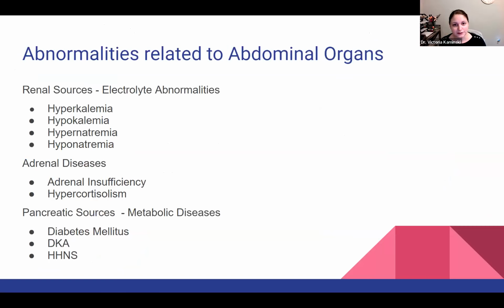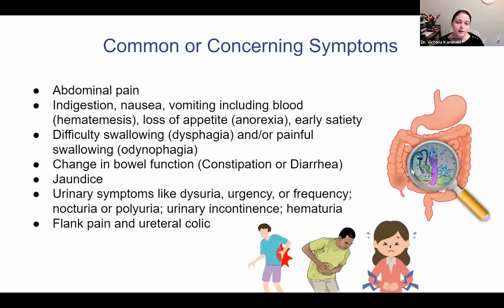So abnormalities related to abdominal organs are something we do need to review, and specifically with renal sources and electrolyte abnormalities, we're thinking about potassium and sodium. With adrenal diseases, we're thinking about adrenal insufficiency, hypercortisolism. We have pancreatic sources like diabetes, DKA, HHNS, and so those are just some things to consider in terms of abdominal organs. And when we talk about common or concerning symptoms, patients often present with abdominal pain.